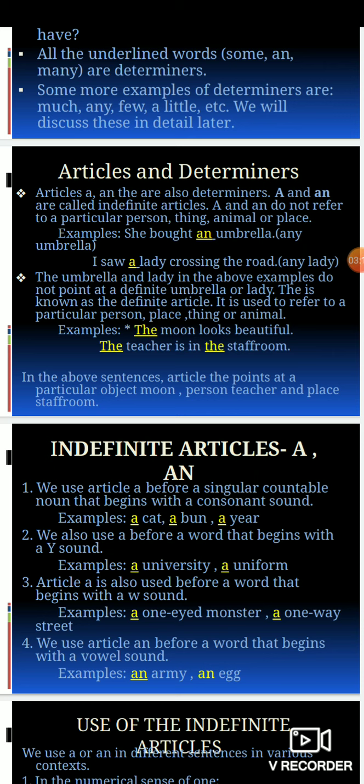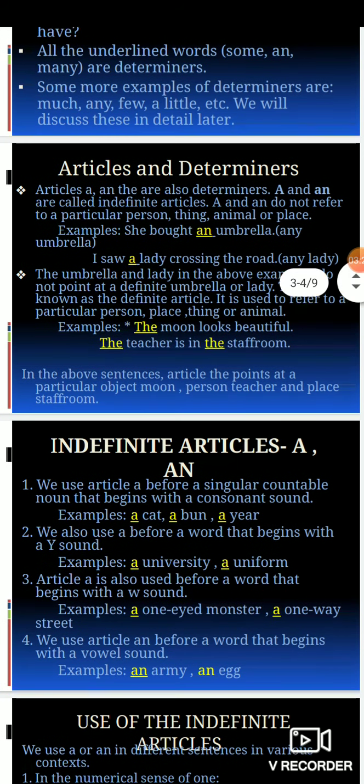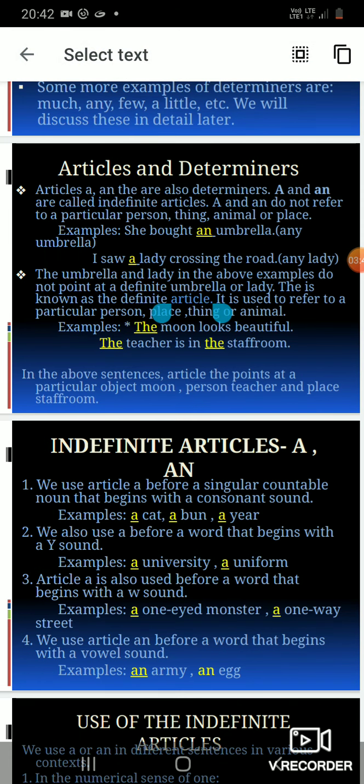We are reading about articles from junior classes. There are three articles: a, an, and the. Now articles have two types: indefinite articles and definite articles. Indefinite articles are a and an. A and an are indefinite articles because they do not refer to a particular person, thing, place, or animal, means it is indefinite, means it can be more than one thing. It is not just a particular one.